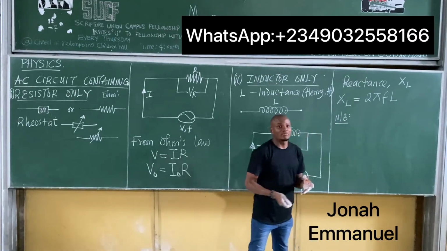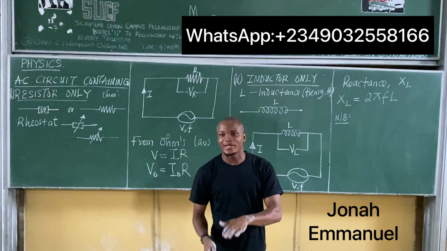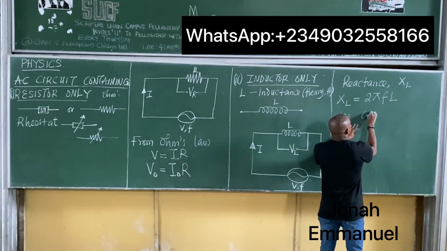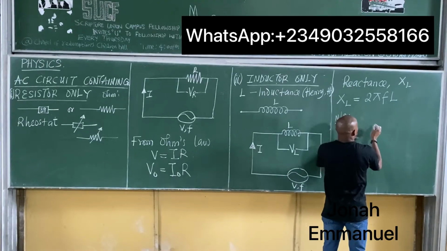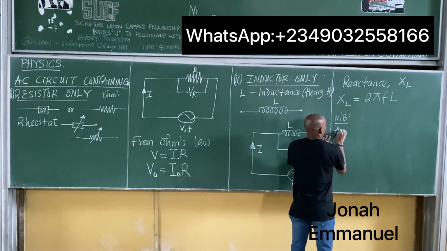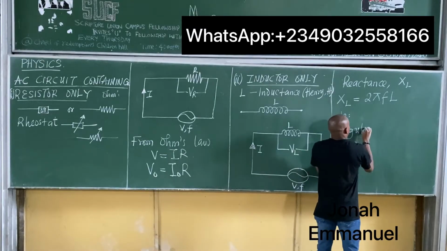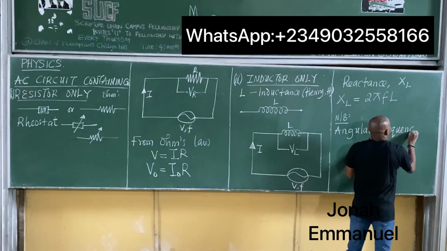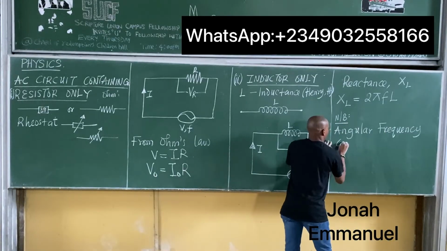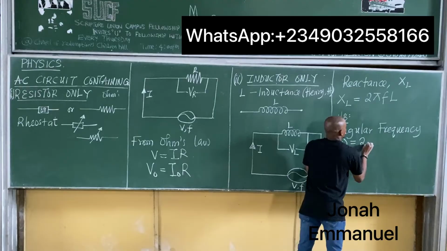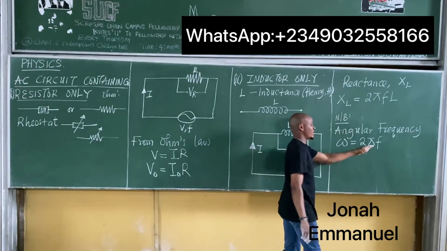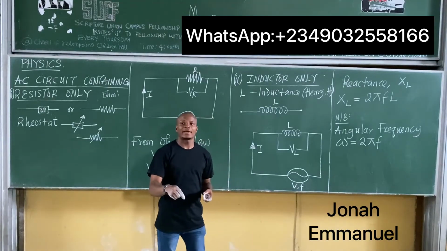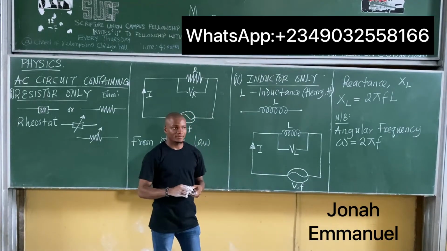Note, there is a correlation between frequency and angular frequency. Angular frequency is called omega. Omega is equal to 2 pi times the normal frequency, 2 pi f.